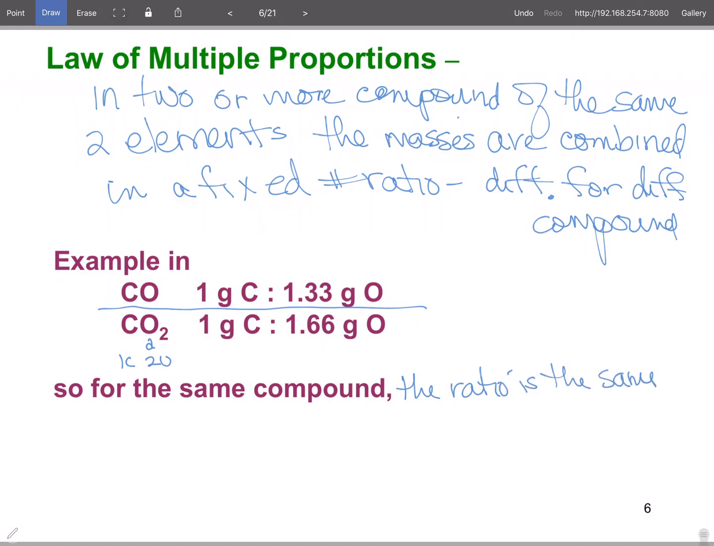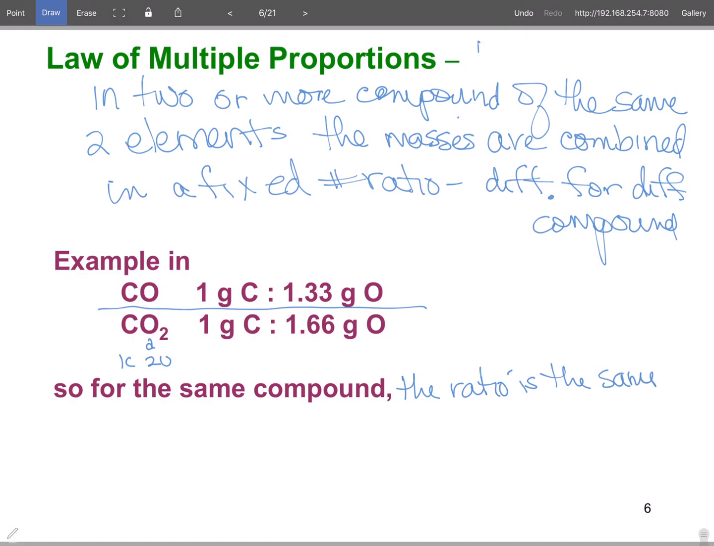So what this means is that we have to combine in fixed ratios, and if we have the same elements combining to form two different compounds, then they have to have fixed ratios, but the ratios must be different. And this occurs with 2 atoms, 3 atoms, 4 atoms, and on up. So we can have totally different compounds.